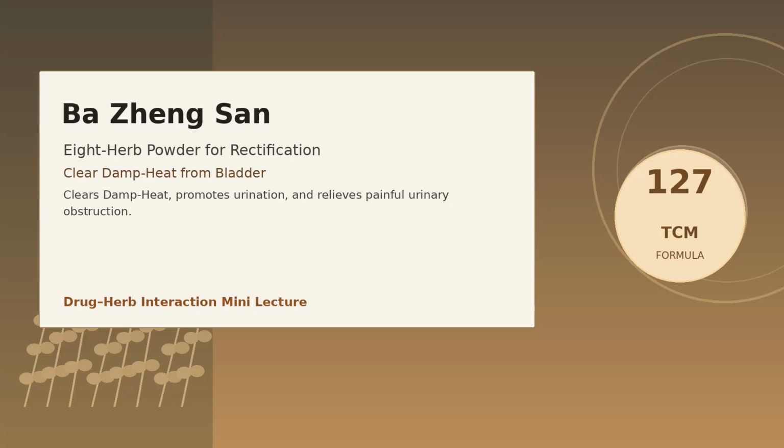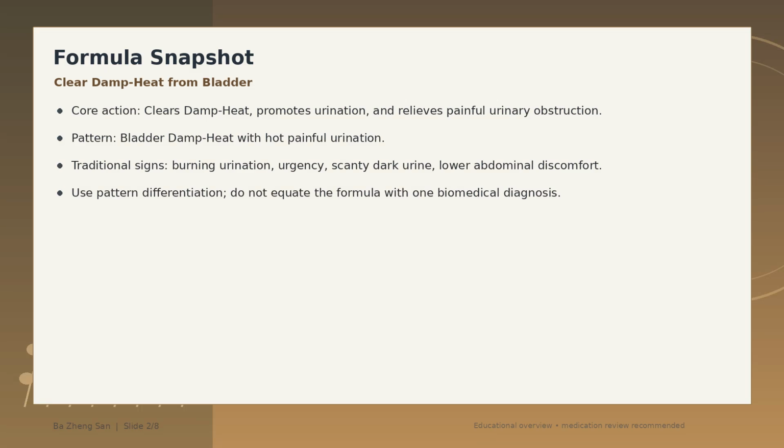This mini-lecture focuses on the formula logic, recognizable pattern features, and practical herb-drug interaction screening. It is an educational overview, not an instruction to self-prescribe. Start with the pattern rather than the disease label. The traditional target pattern is bladder damp heat with hot painful urination.